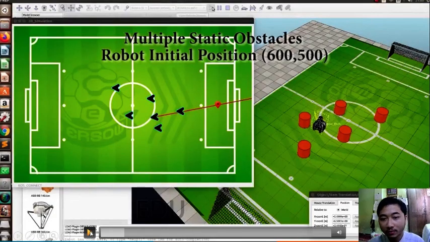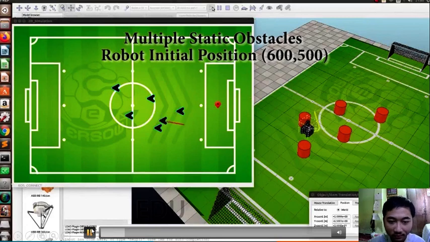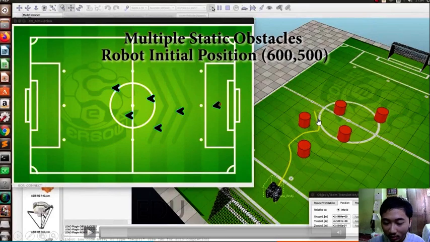Okay, this is another experiment. We have the initial position 600, 500 and the direction is like this. Yes, this is the path, and the robot successfully avoids the obstacle.